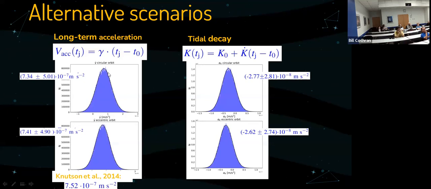So at the end, these are the posterior distributions of these parameters, K dot here and gamma here. They describe these two scenarios, but as you can see, maybe these numbers are too small, I don't know, but they are all compatible with 0. So I could rule out these two scenarios as well.